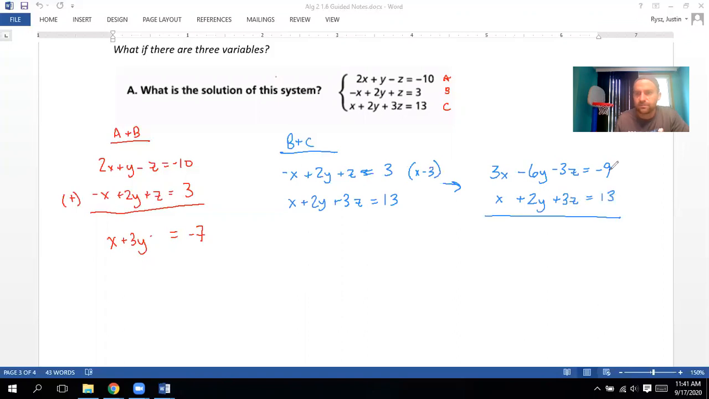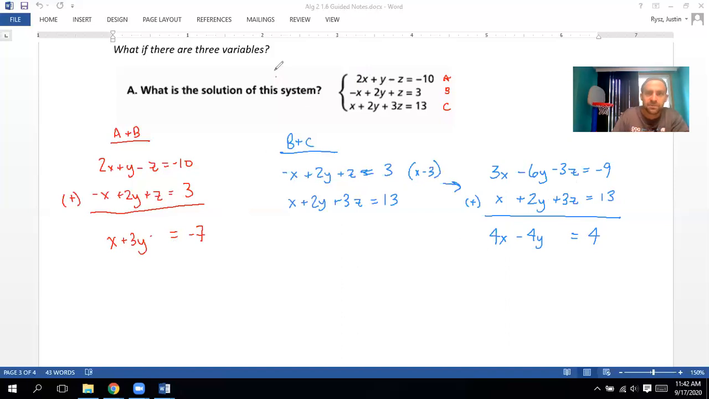So we start adding these together, just like how we did yesterday. 3x plus x is 4x. -6y plus 2y is a -4y. Z's are eliminated. And then -9 plus 13 is what, 4? Wow, a lot of 4s on that one. So what we did here is we took 2 equations and we eliminated. Now we have these 2.